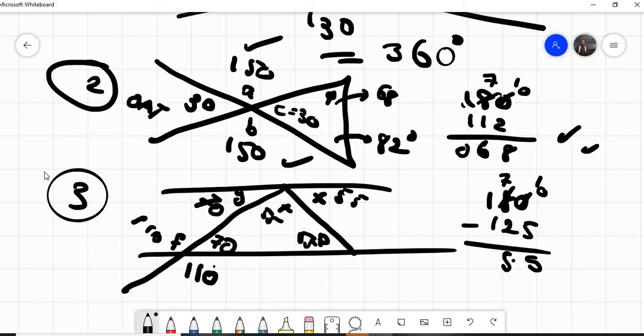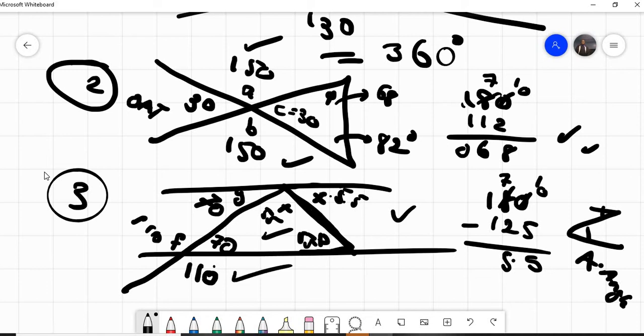Yeah, 55. Why? Even this one, if we think about Z shape, and this one Z shape, so this one and that one must be the same, 55, because it's alternate angles. So if we use even Z shape, this and this must be equal. They call alternate angle, alternate angles. So all our solutions are correct. Yeah, very good. This one is right.